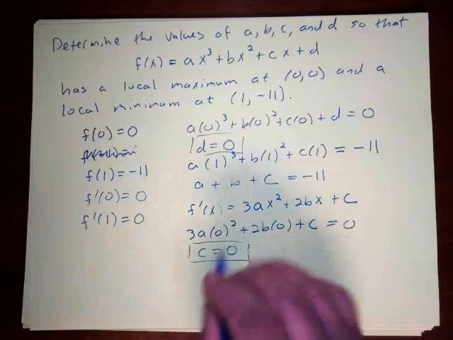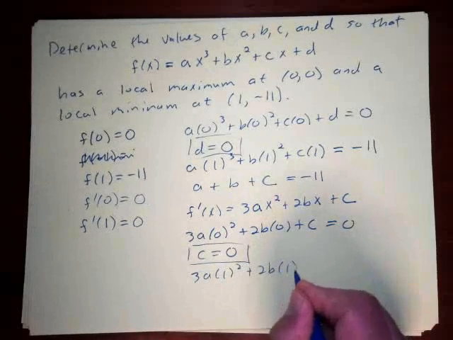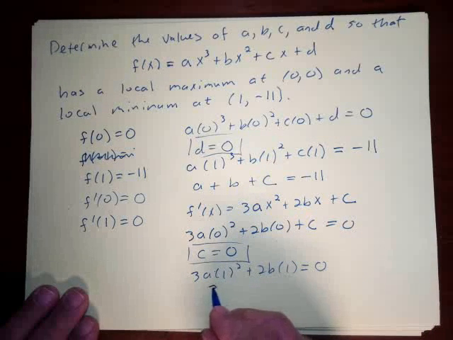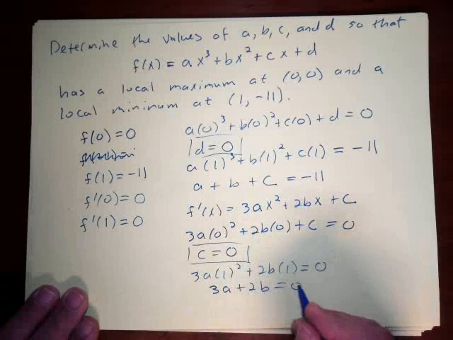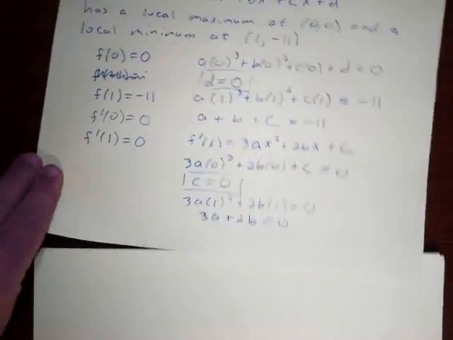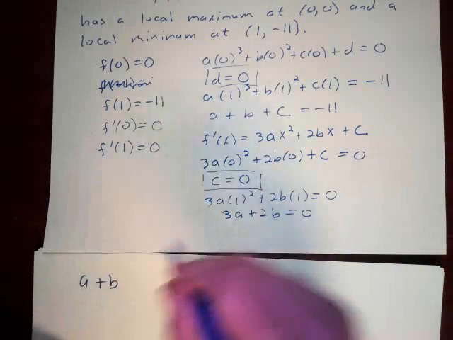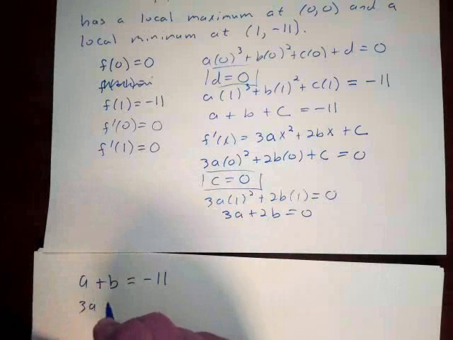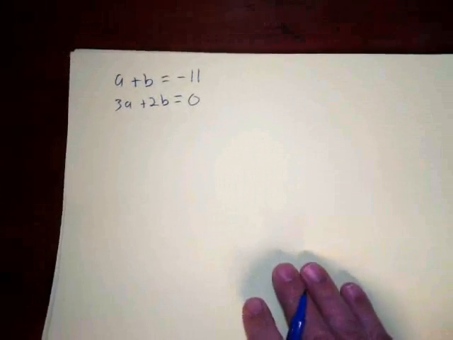What that tells me here is that 3a times 1 squared plus 2b times 1 also has to equal 0. Well, this is just saying 3a plus 2b has to equal 0. I don't want to try to squeeze all this in. So basically what I have here is a system of two equations: a plus b is equal to -11, and 3a plus 2b is equal to 0. So now I need to solve this system.